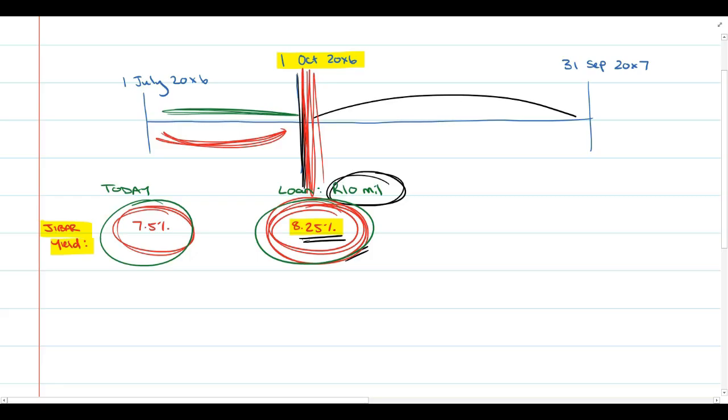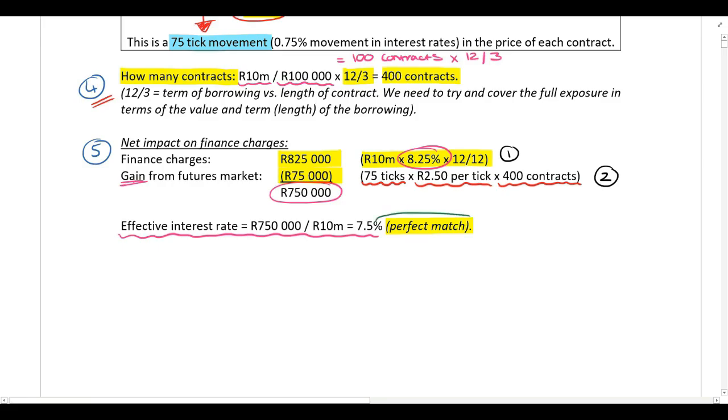So it's as if they enter into the loan agreement today and they fix the rate at today's rate. So that's why I have a perfect match. We purchased the correct number of contracts to make sure that we hedged the risk for a 12-month period instead of just a 3-month period. So we've effectively reduced the interest rate from 8.25% to 7.5%.